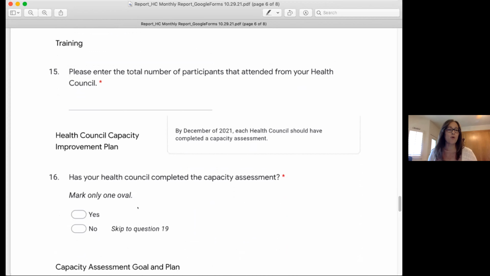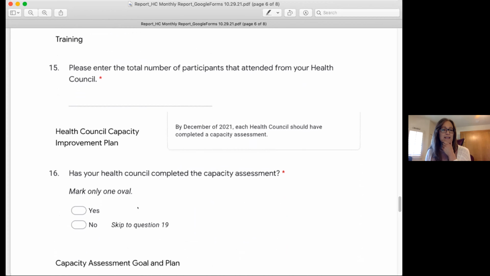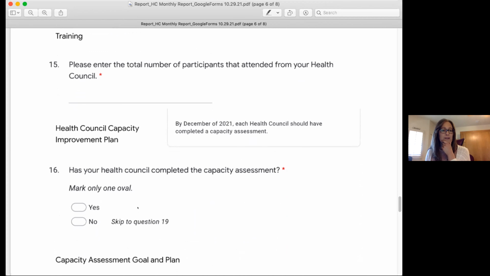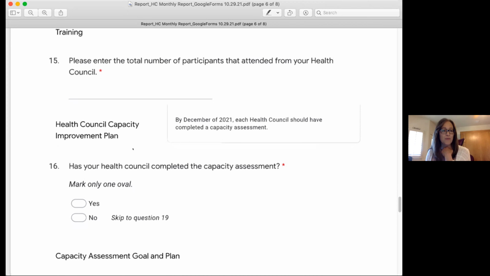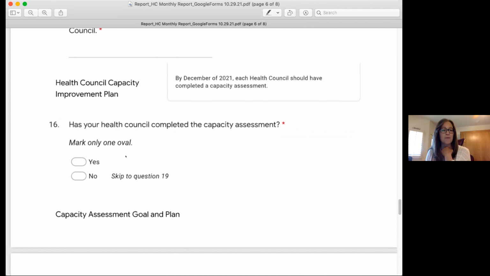Okay, so next we're moving on to the Health Council Capacity Improvement Plan. This is really the portion of what's coming up next. It will be for the month of December that you will be looking into this, so don't get too worked up about it now. You will have more training by CHI and Egan Hayes on this. So note this note here will be on the Google form by December of 2021. Each Health Council should have completed a capacity assessment. So that's what this is in reference to. You would just mark here.